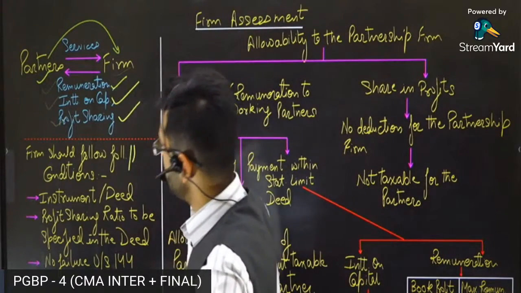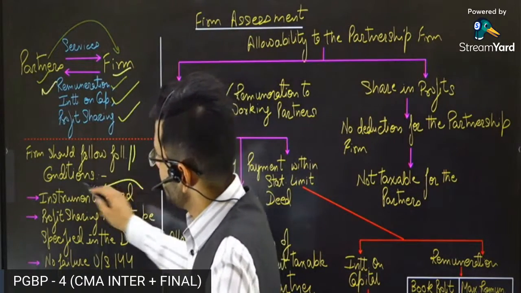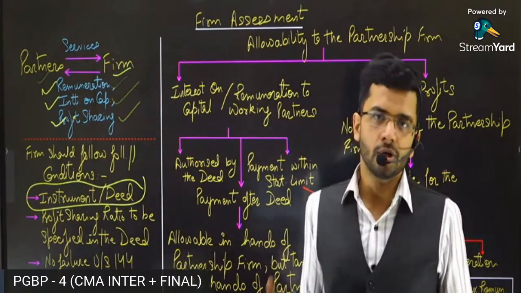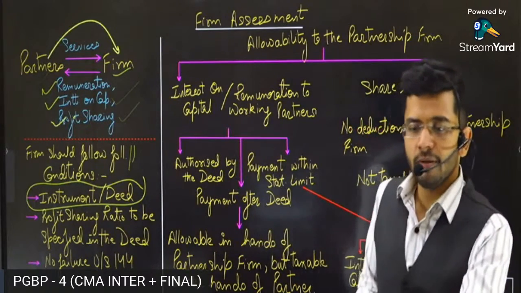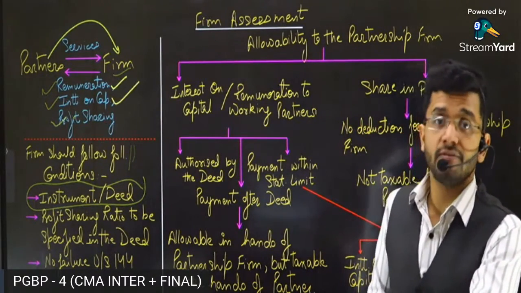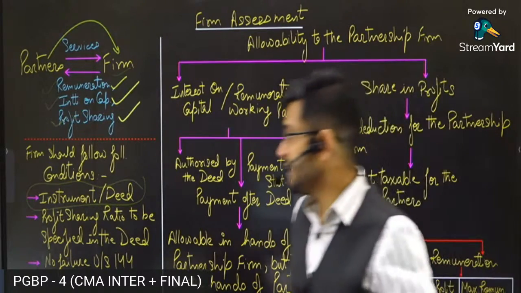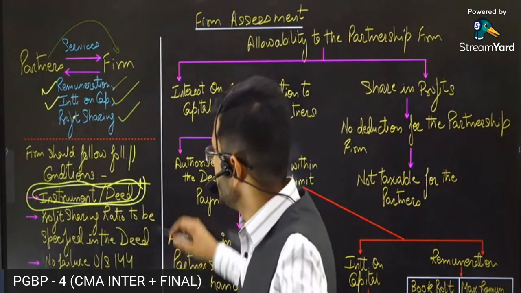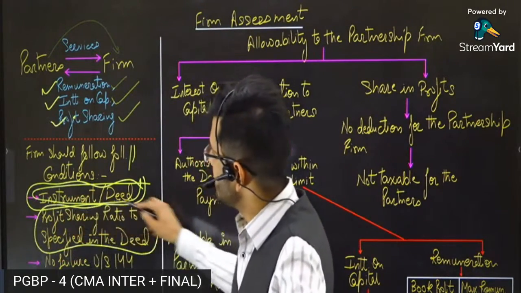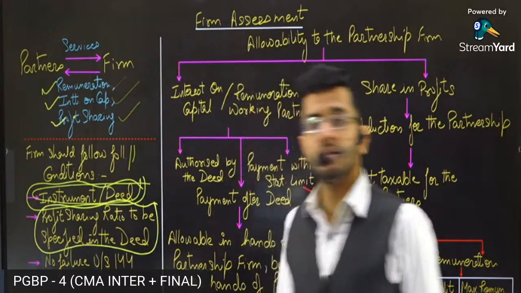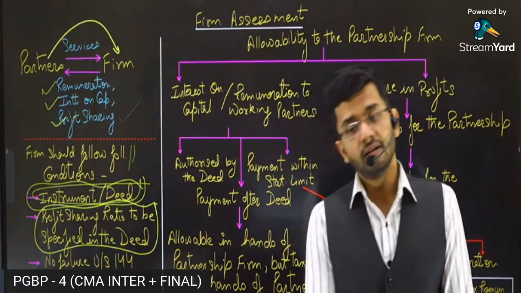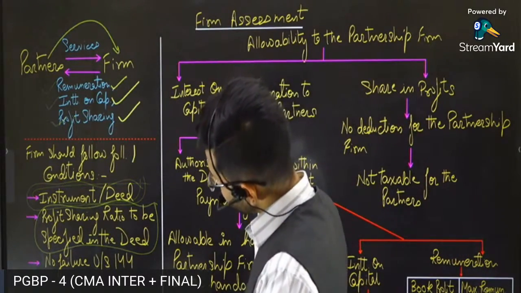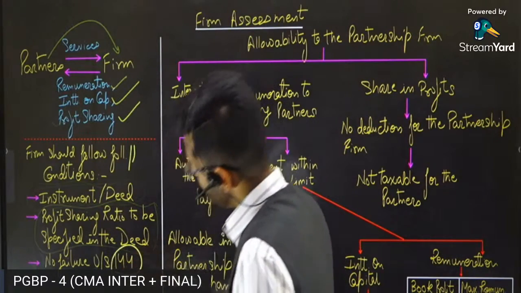Now, the firm should follow the following conditions. There should be an instrument or deed of partnership. That is an essential thing, guys, for a partnership firm. If you want to make your partnership a legal partnership, in which enforceability of law is there with respect to the provisions of the partnership, then an instrument should be there and a deed should be there, and it should be a registered deed. Profit sharing ratio should be specified in the deed itself. In what ratio would the partners share the profits? That ratio should be specified in the partnership deed itself. That is the second condition. And the third condition is that there should be no failure under section 144.